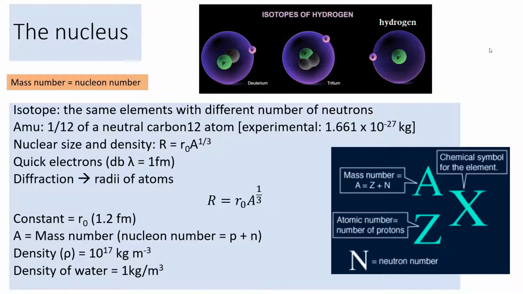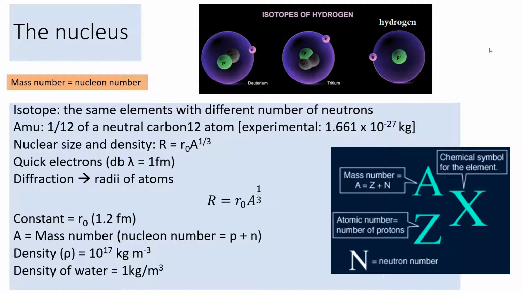So for example, hydrogen atoms all have the same number of protons, which is 1, but you could have 2 neutrons in the nucleus, that will be tritium, and if you have 1 neutron, that will be deuterium. So the word isotope means the same element but with a different number of neutrons. Now the atomic mass unit is defined as 1/12 of a neutral carbon-12 atom. Experimentally, that is 1.661 times 10 to the minus 27 kilograms.